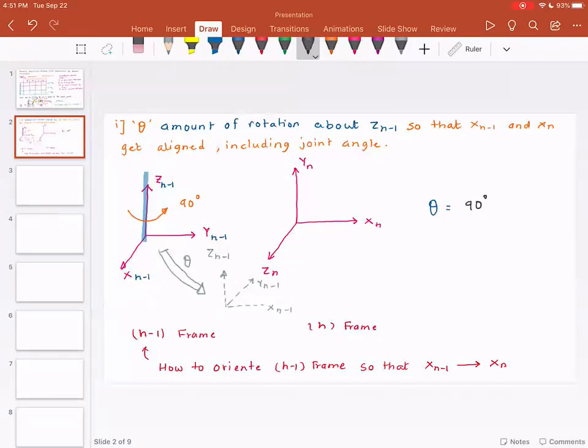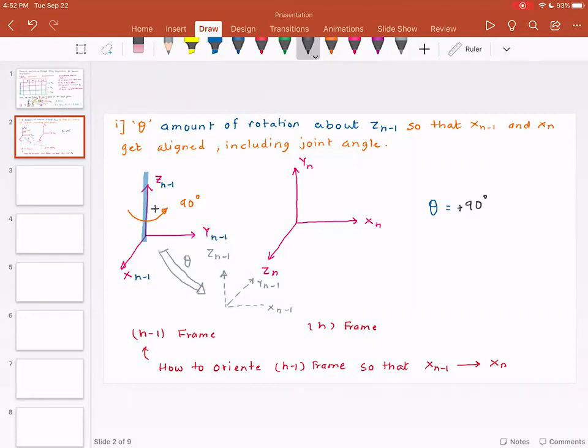And why is 90 degrees positive? Because check this out. Curl your fingers in the direction of rotation that you are applying, and that direction of rotation is aligned with the positive Zn minus 1 axis. That's why this rotation is positive. So everyone understood? So I have two frames, n minus 1 and n.